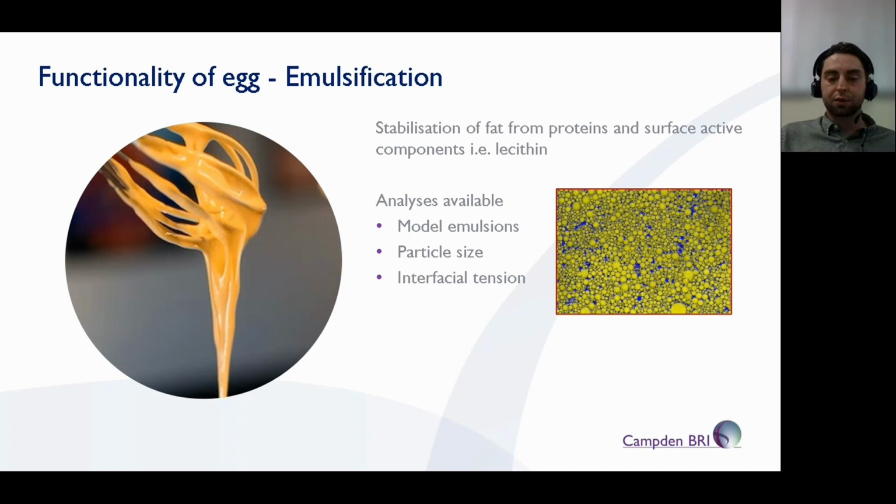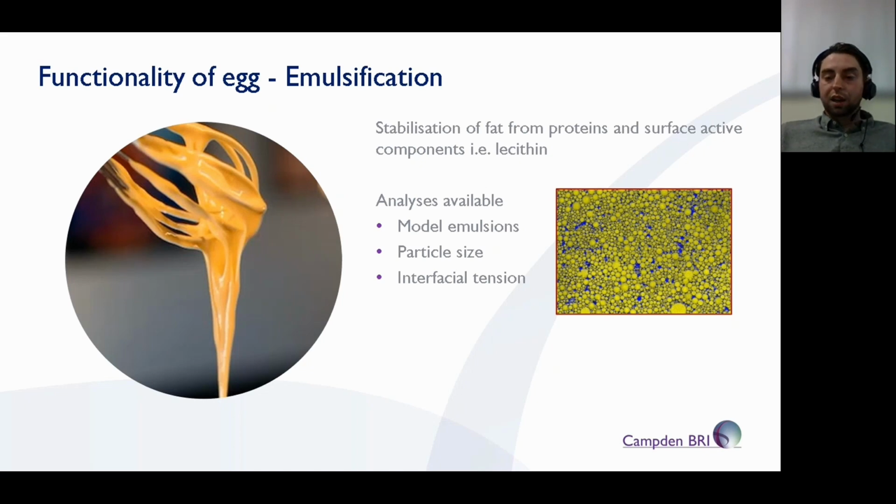Now you might be thinking, how can you analyze the emulsion capabilities of eggs? One thing we do here at Camden BRI is we make model emulsions. So we create an emulsion with a certain aqueous phase, a certain amount of usually rapeseed oil or sunflower oil, and we create model emulsions at a certain ratio, and we deliberately try and induce a certain amount of instability. We don't want to make thick mayonnaises. What we want to do is create a certain amount of instability so they become unstable. But once they become unstable, we can monitor the rate at which they become unstable and directly compare the stability capabilities of these different materials.